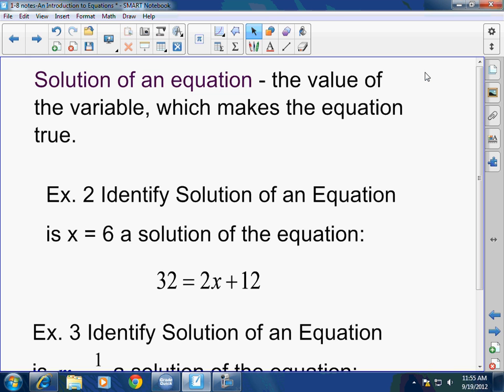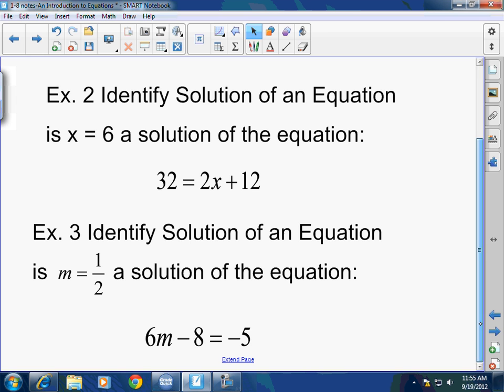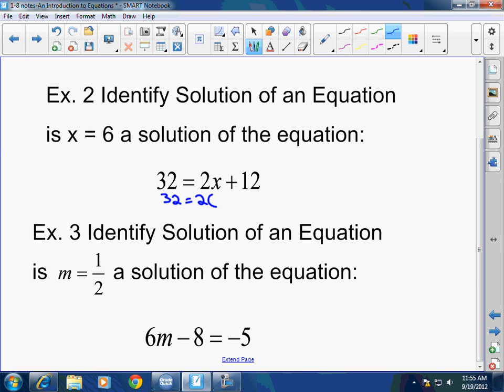For example, identify solutions of an equation. Is x equals 6 a solution of the equation 32 equals 2 times x plus 12? Someone said no, but we've got to test it. So this is 32 equals 2 times 6, because that's what they told me x was going to equal, plus 12. This is 32 equals 12 plus 12, and then I get 32 equals 24. So is that a solution, gentlemen? No.